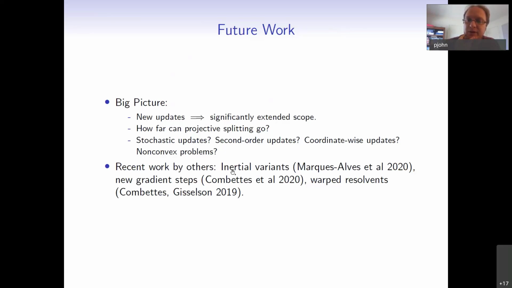And there's some interest from other people in the operator splitting community. There's people studying inertial versions and some other variants as well. So there are some people studying the method out there.